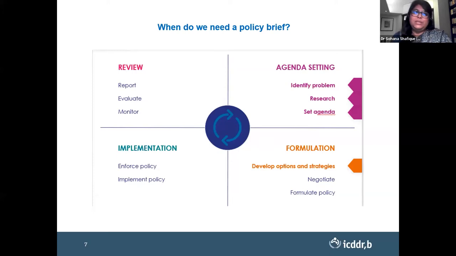So where do we need the policy brief? It's a very general question. We usually think that only at the end of the research, when we have our research findings ready in hand, will we use the policy brief for dissemination. It's actually not like that. Of course, research is at the end, when we have solid evidence that we'd like to take to a policymaker. But throughout the policymaking cycle, there is a need for a policy brief. However, the most important area is agenda setting, where you're identifying what the problem is. So the policy brief is mainly needed at the agenda setting time or period. However, you can also use the policy brief at different time points of the policymaking cycle.